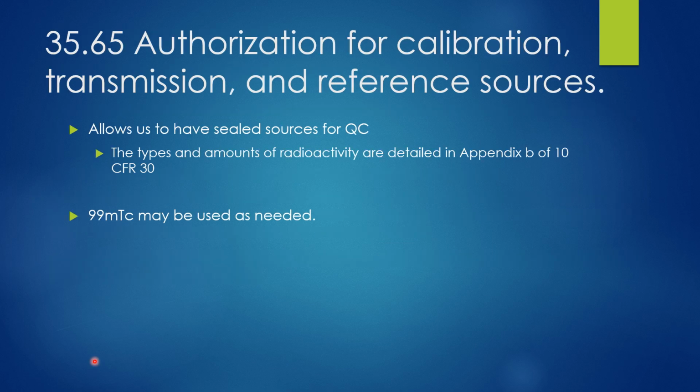10 CFR 35.65 is the calibration, transmission, and reference sources. So this regulation, it was what allows us to have sealed sources for QC, but then it has regulations for that. So the types and amounts of radioactivity are detailed in Appendix B of 10 CFR 30. So at the beginning where it referenced some of the other regulations, this is where 10 CFR 30 comes into play. But this is what allows us to have sealed sources, and then we also have to make sure that those are calibrated properly and things like that.